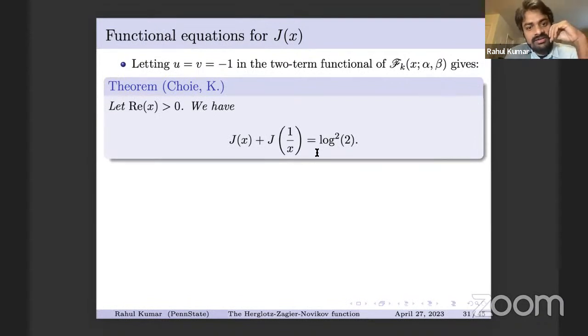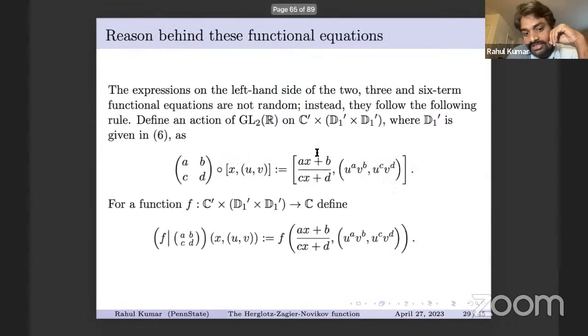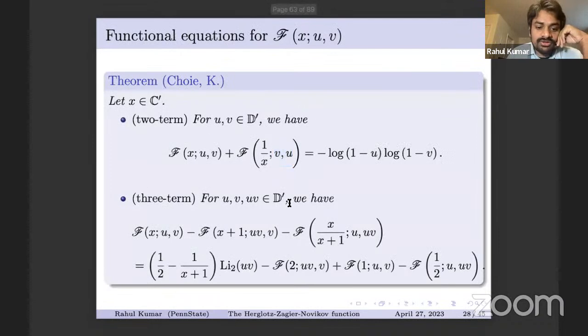Then one may think about the three-term functional equation for J. First we thought that it may come from here by specializing u and v. So when you specialize u equal to -1, v equal to -1, here you get g of x, because F of x -1 is J, right?